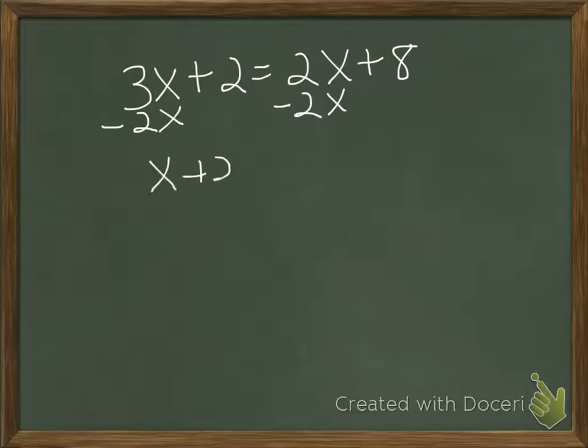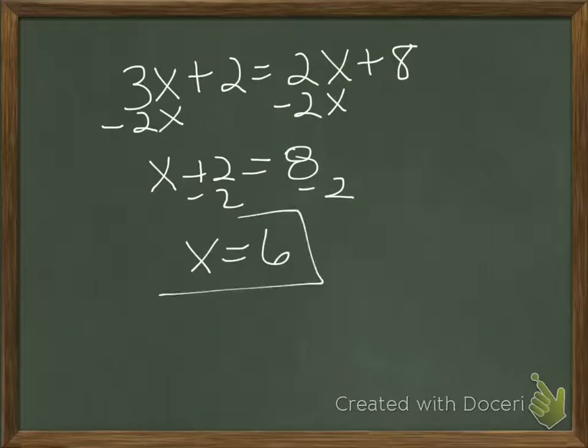x plus 2 equals 8. Subtract 2, x equals 6. And there's your solution. So getting the least common denominator may not be much fun, but once you have it, it's not a difficult problem to solve.